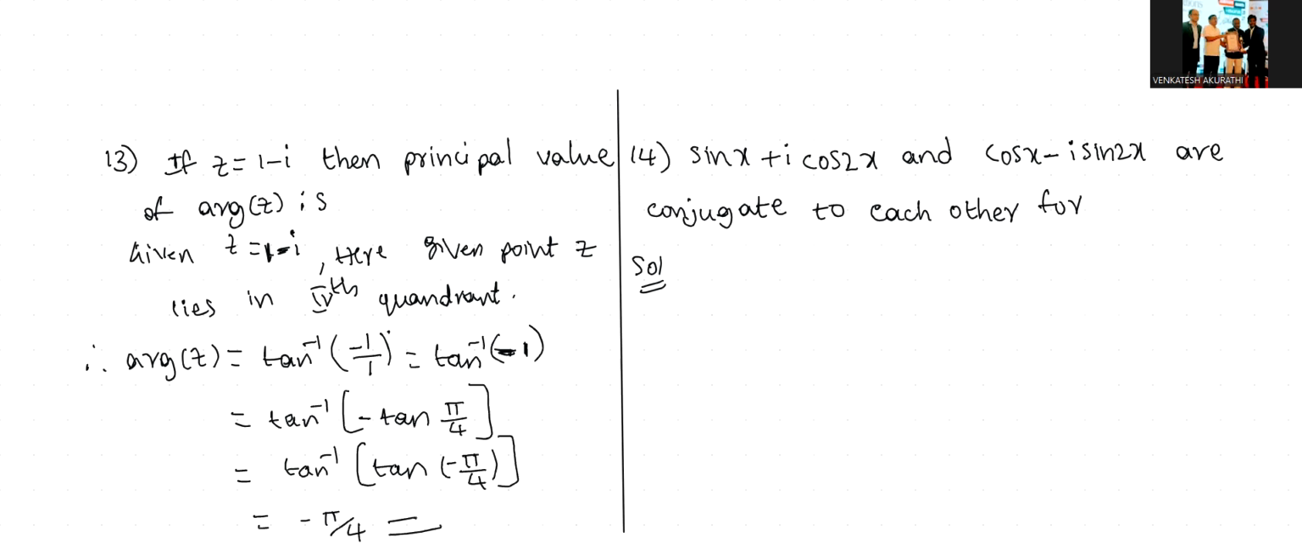So here the complex number z is 1 minus i. The point z lies in the fourth quadrant. Already we know the formula for the argument of z, tan inverse of y by x. Substituting the y by x values, finally we get minus pi by 4.